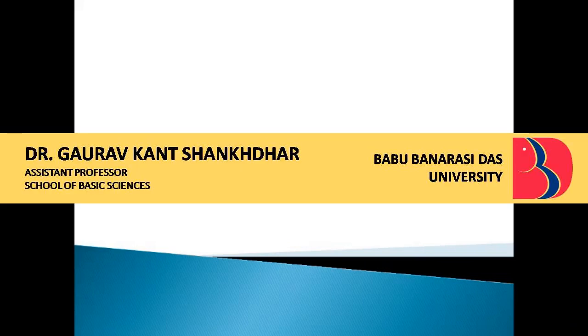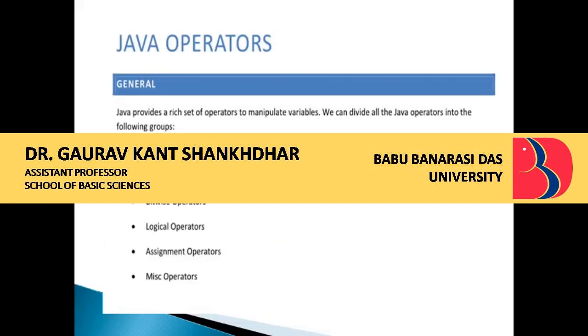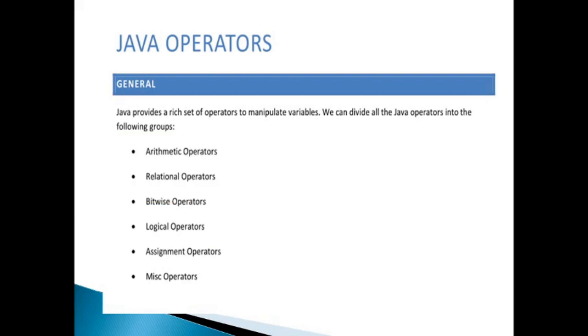Well, in this video I'm going to discuss the operators and expressions in the Java programming language. The Java operators are classified into arithmetic operators, relational operators, bitwise operators, logical operators, assignment operators, and miscellaneous operators. So we will see them one by one.